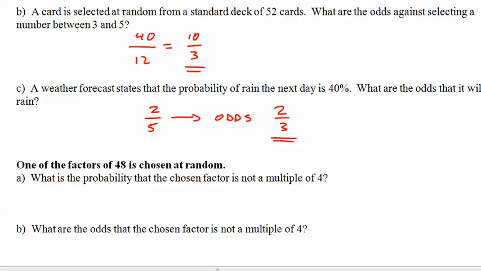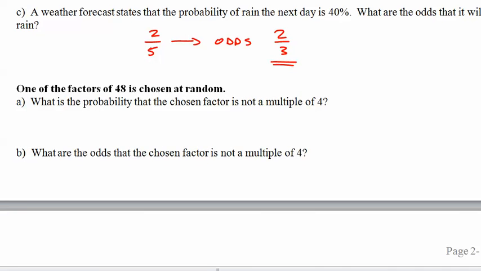One of the factors of 48 is chosen at random. What's the probability the chosen factor is not a multiple of 4? So we need the factors. 1, 2, 3, 4, 6, 8, 12, 24, 48. And I may or may not be doing this right. So we have factors. They all go into 48. Are you asking for the prime factors? Are you asking for the simple factors? We're going to go with that.